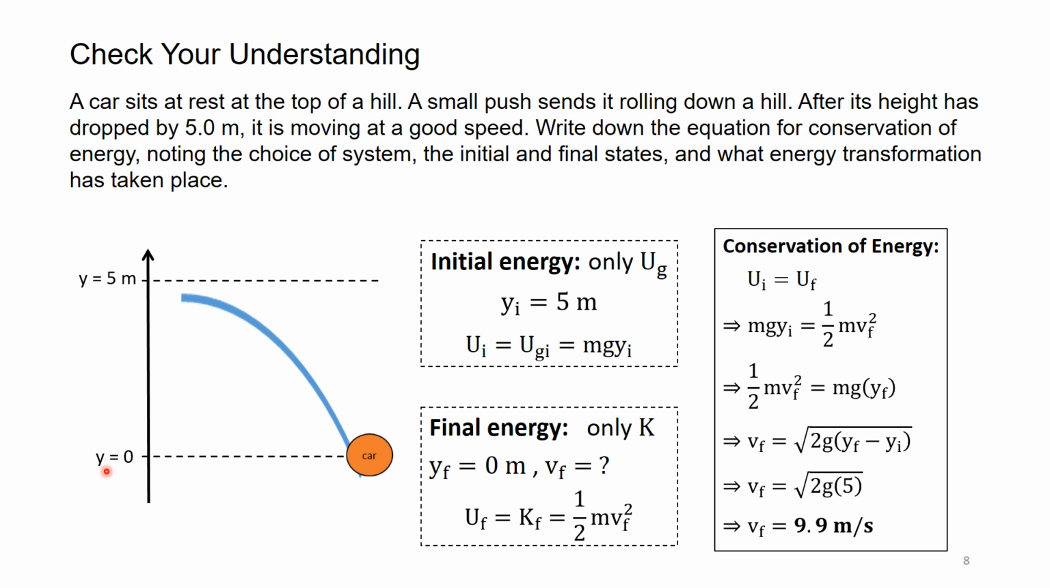Now, here we have chosen y equals 0 at the bottom, and y equals 5 at the top. We could have flipped it as well. We could have chosen y equals 0 at the top and y equals -5 at the bottom. In that case, we would have 0 energy to start with initially, and then the final energy would be part kinetic and part gravitational. But the energy transformation still remains the same. Energy goes from gravitational to kinetic.